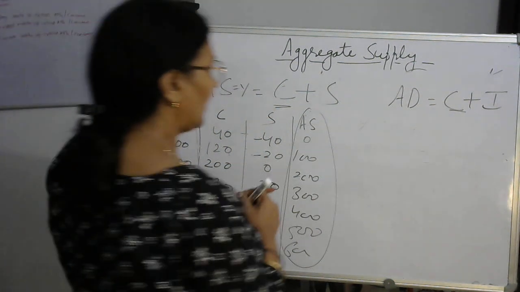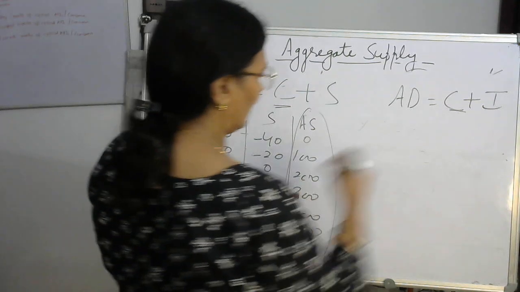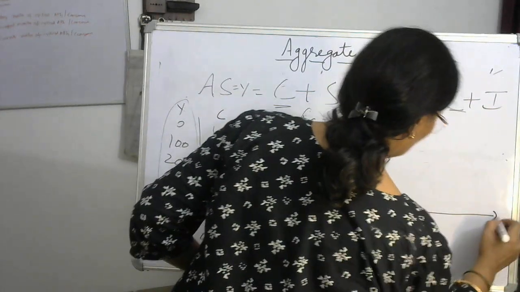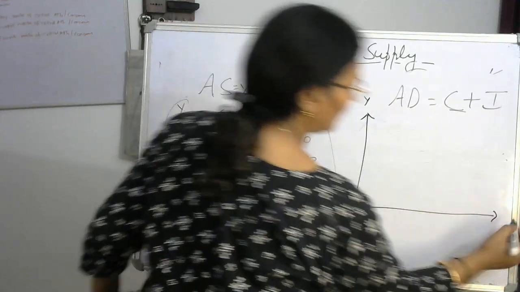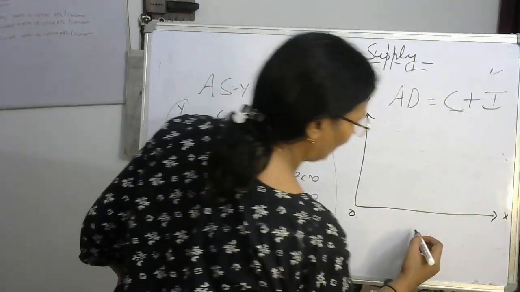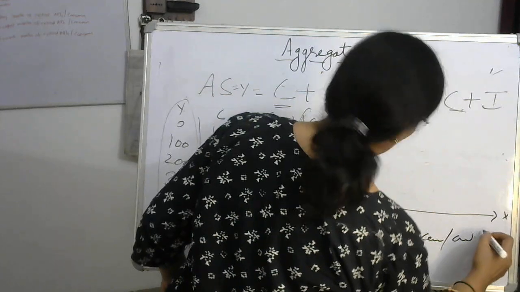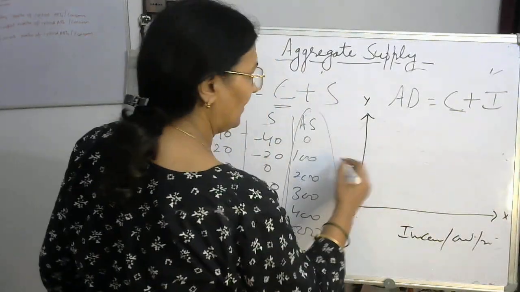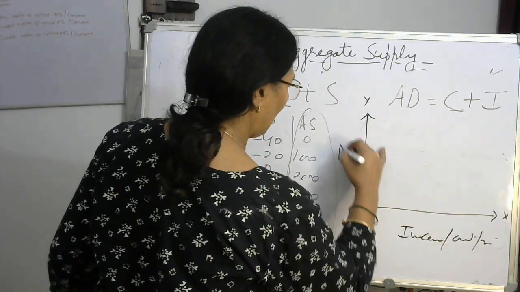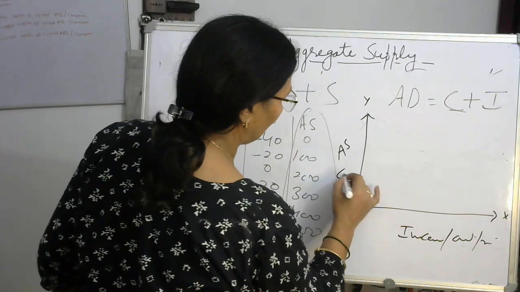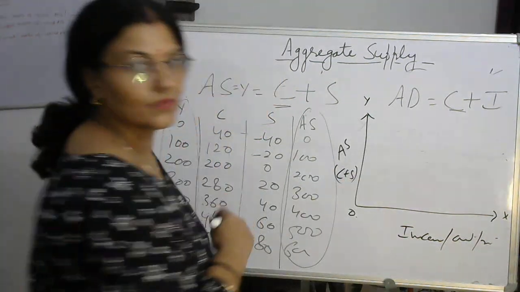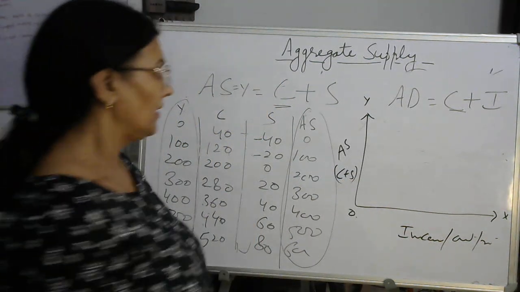Right? Now we will draw the curve. This is the y-axis, x-axis, 0. Here we are taking income, output and employment level. Here we are taking AS, which is what? C plus S. AS is C plus S, right?